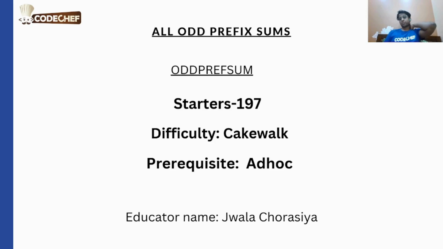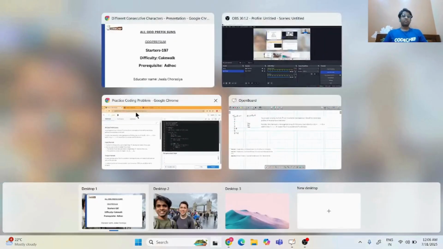Myself Jwala Chaurasia and today we are going to solve the problem which came into Starters 197. The name of the problem is All Odd Prefix Sums and the problem code is Odd Prefix Sum. The difficulty rating of the problem is Cakewalk and the prerequisite is at all. Let's start with reading the problem statement over here.